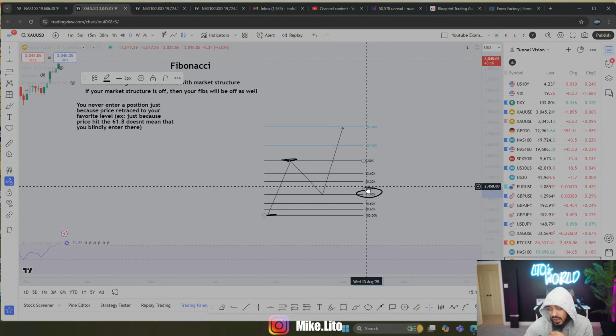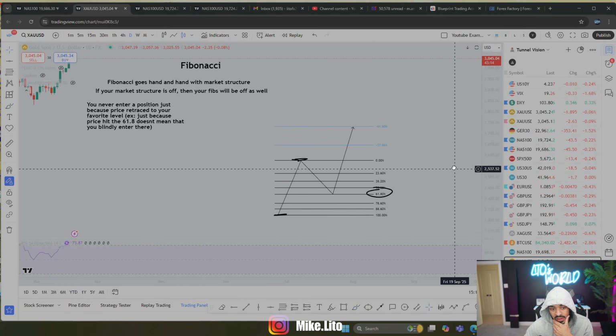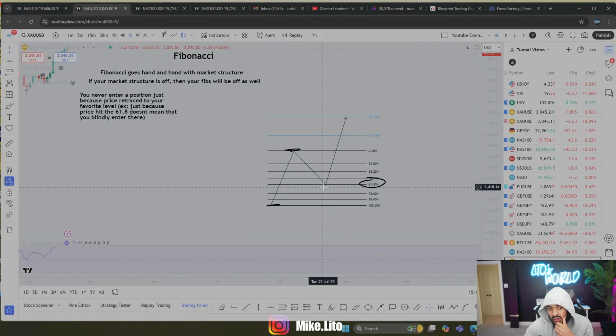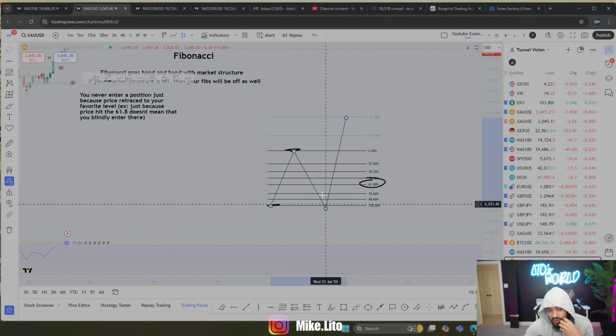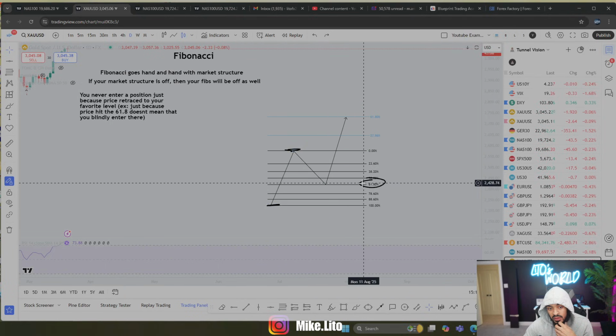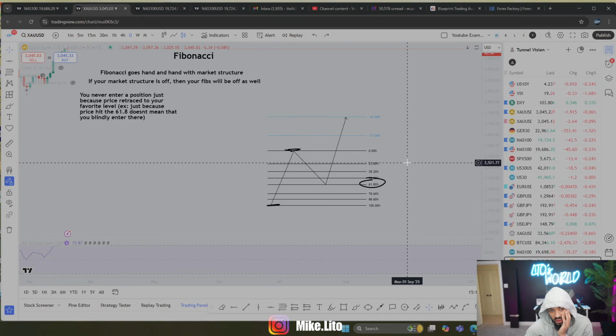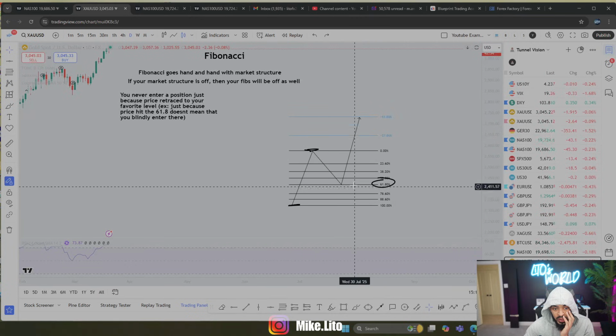and you haven't had confirmations to even get in that trade, you're about to go on some drawdown, or you're about to get your stop loss hit. If you enter every single time off the 61.8, that's not efficient, right? That's not a strategy. So you got to make sure that you have your entry confirmations at this level.